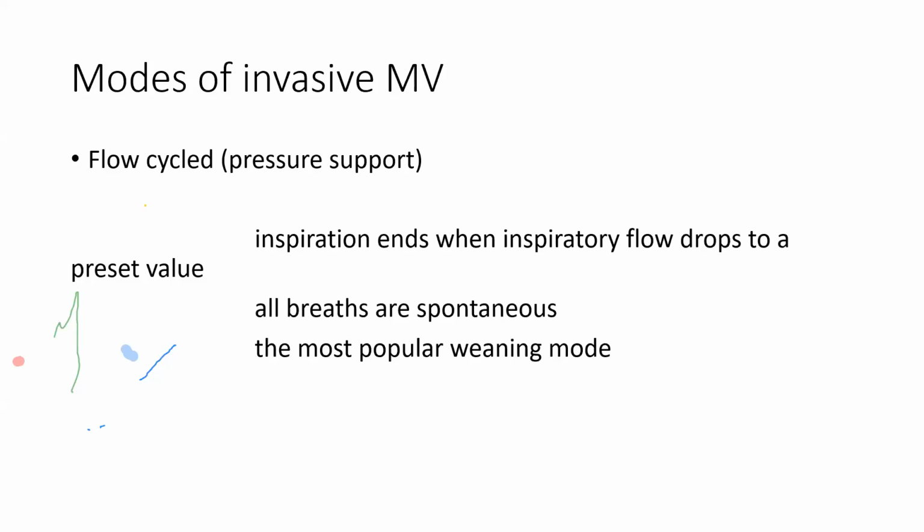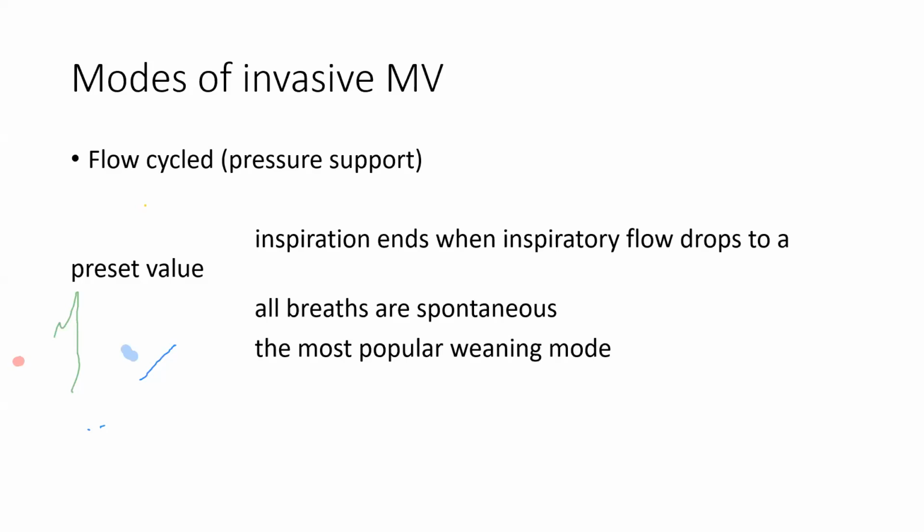The patient decides when to start the breath, when to end the breath, and how long the breath is, and how much volume he will take. He will need to pay more effort to get more volume, but it is his decision, not the ventilator's. So this is why this is the most popular weaning mode. It's a weaning mode. You cannot start mechanical ventilation on pressure support. You will always start it on either pressure control or volume control. When you're weaning, then the most popular weaning mode is pressure support. This is a quick glance at the modes of mechanical ventilation.